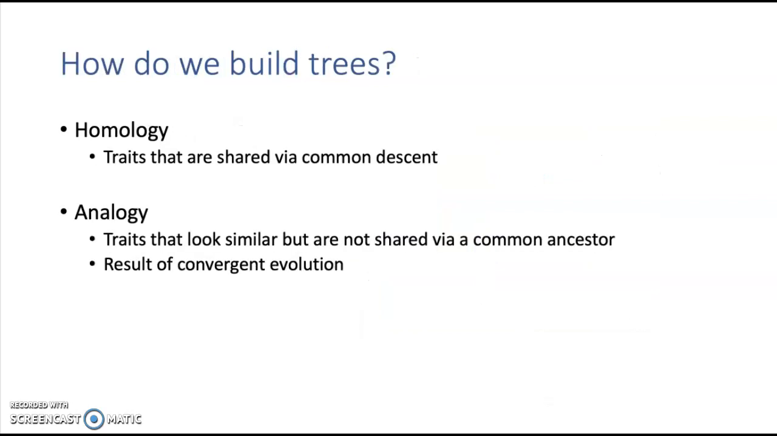When we talk about traits on those trees that are shared via common descent, we call those traits homologies. Anything that two organisms or two groups share because it comes from a common ancestor is a homologous trait. Now, sometimes organisms can share traits with other groups, but not via common ancestry, but as a result of convergent evolution, or sometimes just by chance. And those traits are called analogous. Analogies are traits that are similar, but not shared via common ancestry.